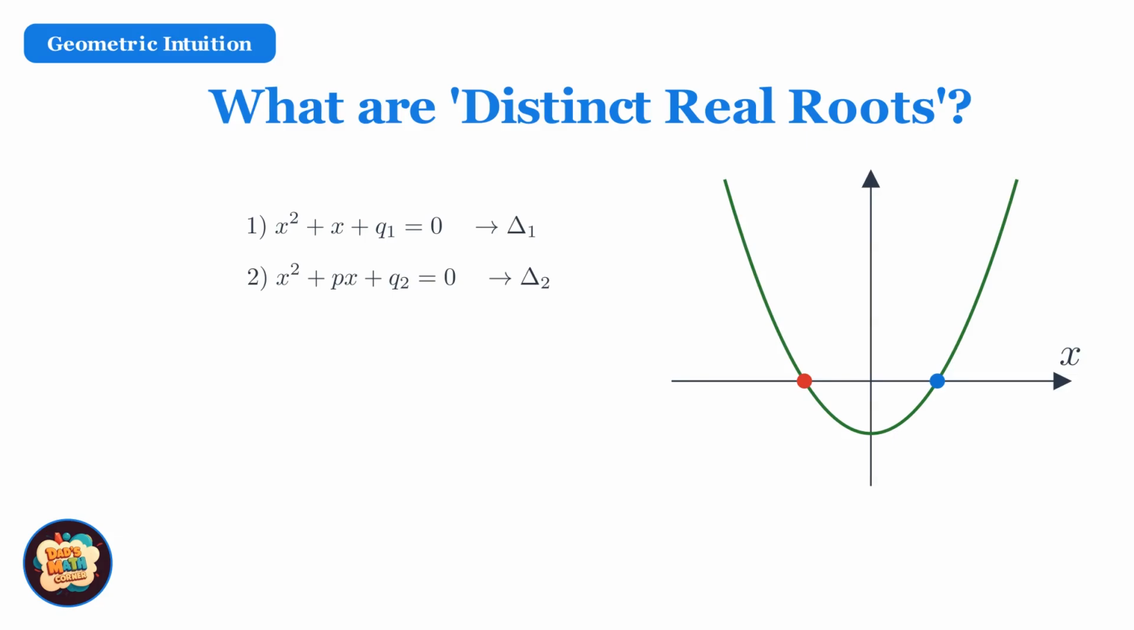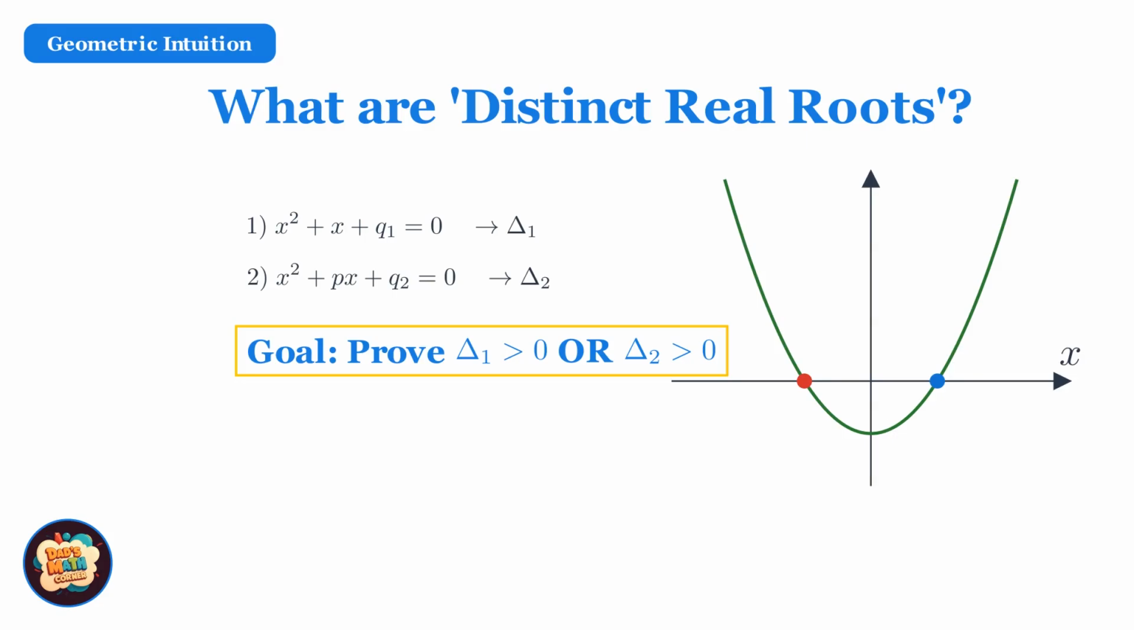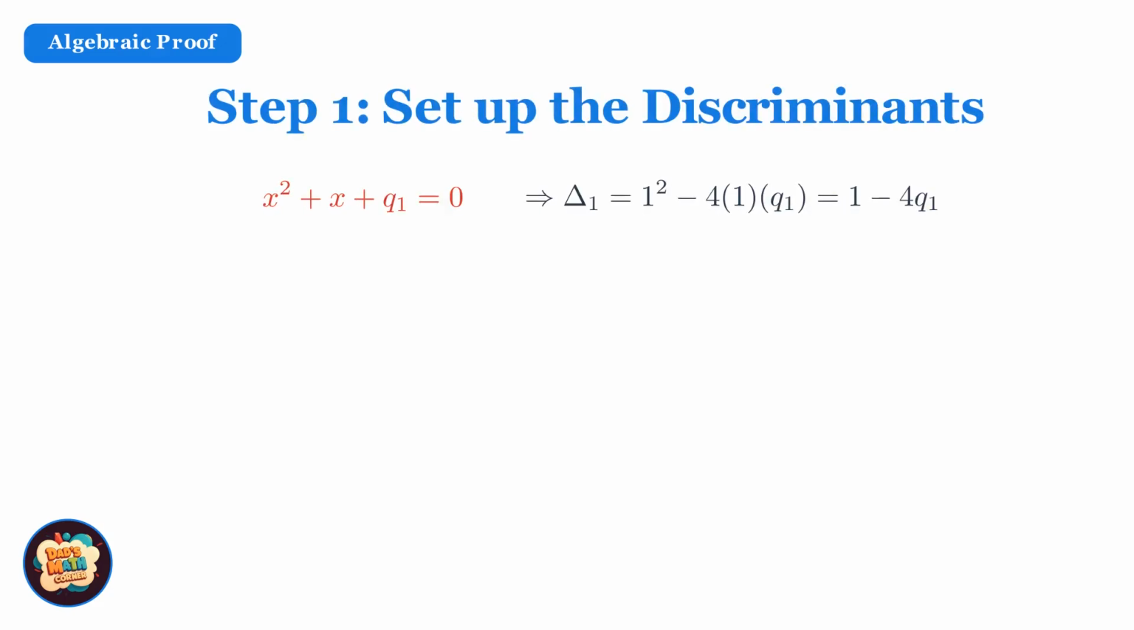Going back to our problem, we have two quadratic equations. For at least one to have distinct real roots, we simply need to prove that either delta 1 is greater than 0, or delta 2 is greater than 0. Let's calculate the discriminants. For the first quadratic equation, b squared minus 4ac gives us delta 1 equals 1 minus 4q1. For the second equation, applying the same formula gives us delta 2 equals p squared minus 4q2.